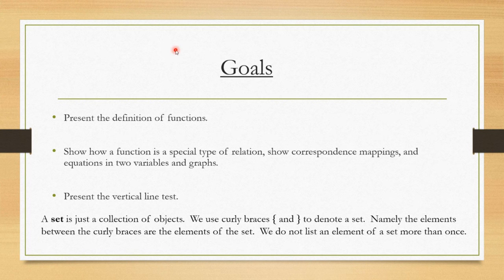All right, so here, what I want to do is present the definition of what a function is. I also want to show you that functions can come about from what are called relations, correspondence mappings, and you can actually use equations and graphs to define functions. We actually have seen them already in the course. I didn't say it was a function, but we have seen them already. And then there's something you might have seen before called the vertical line test. That will come up later.